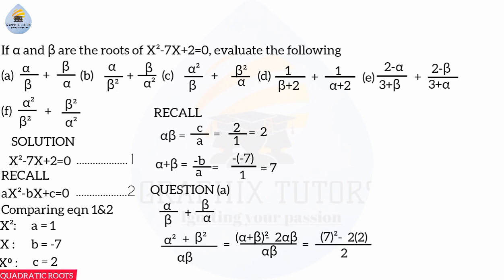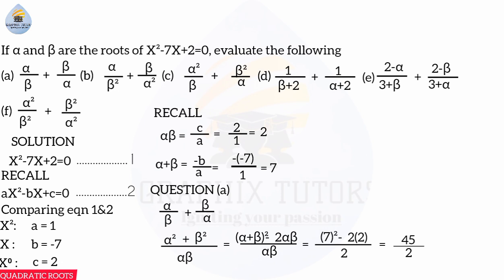So what we have here, this will now give us 7 squared is 49 minus 2 times 2 is 4 all over 2. So my answer to this question A will now be what? 49 minus 4, that will be 45 all over what? All over 2. That is the answer here. Is that okay now? So we'll move to the next question.